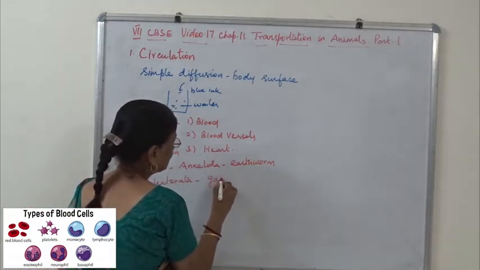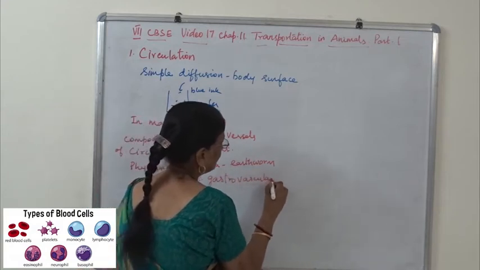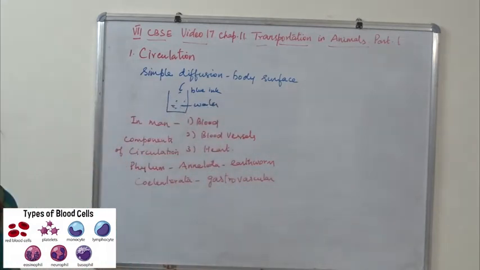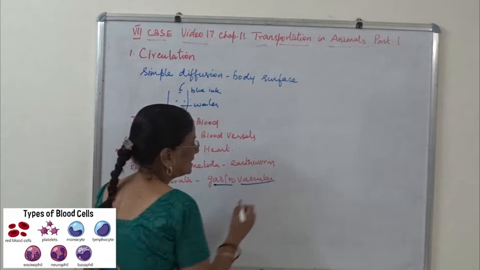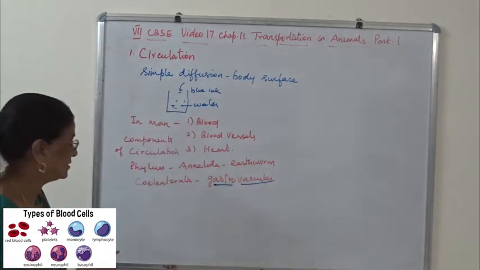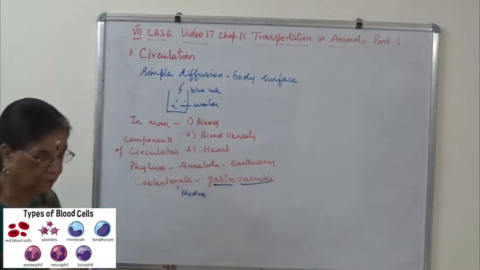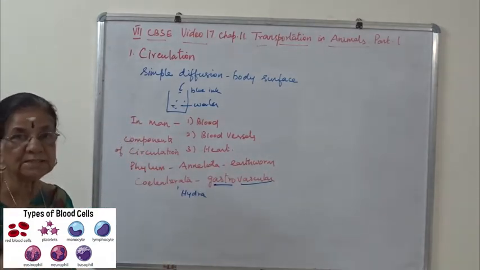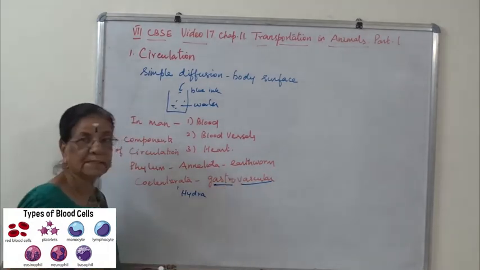Previously, in phylum Coelenterata, it is a gastrovascular cavity, where gastro refers to digestion and vascular refers to circulation. Here the example is hydra. So first, sponges and hydra have the gastrovascular cavity.